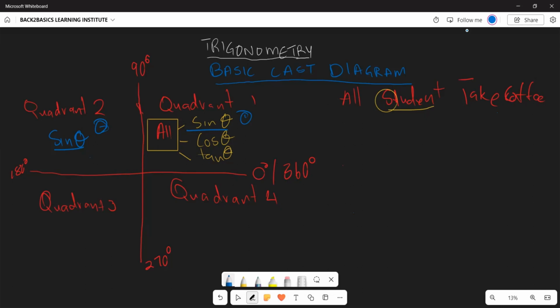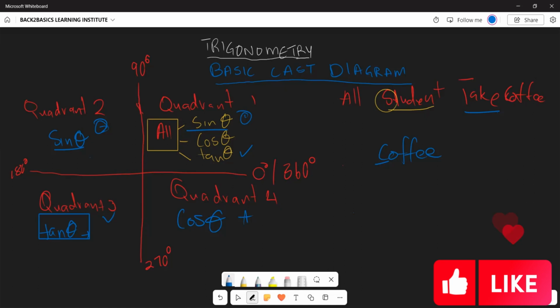Then "Take" means tan, which means the ratio of tan theta is going to be positive in your third quadrant, right? So tan of theta is positive in quadrant number one and also quadrant number three. Whereas the last one is "Coffee", right? All Students Take Coffee, which means cos of theta is only positive in the last quadrant.